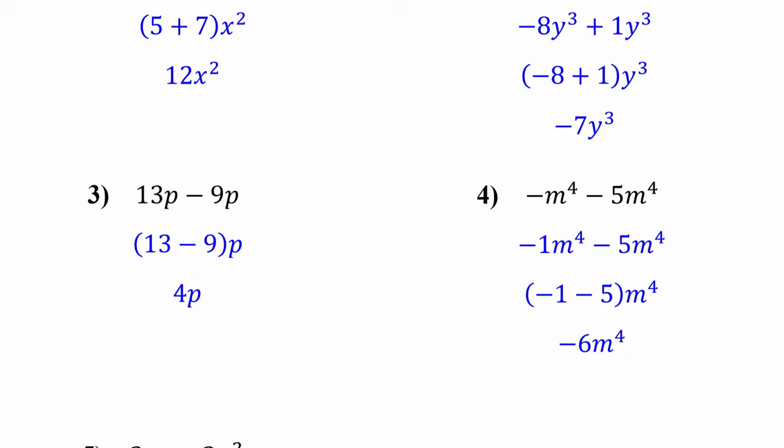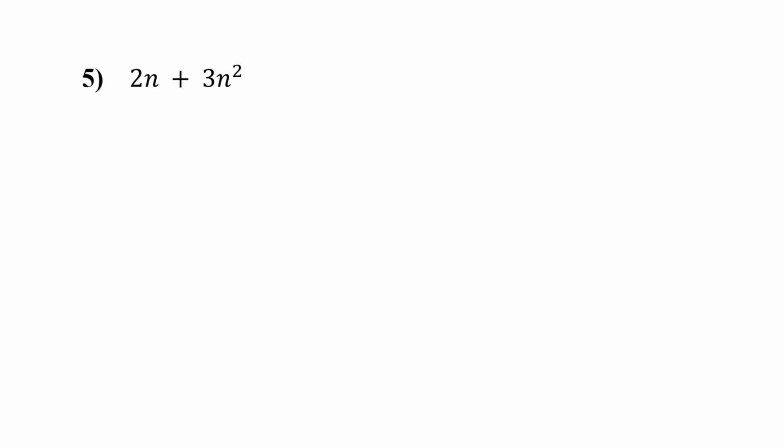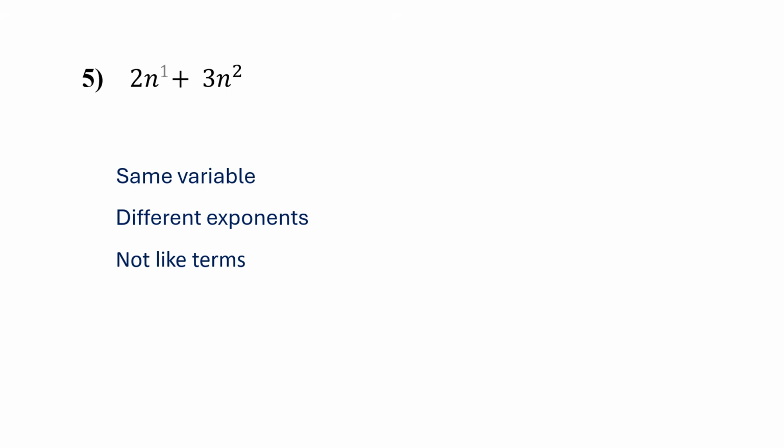Awesome. Next, we have 2n plus 3n squared. Are these like terms? The first term has n to the first power, while the second has n squared. They have the same variable but different exponents. Since the exponents don't match, they are not like terms. That means we cannot combine them. This is already the answer, exactly as it is.